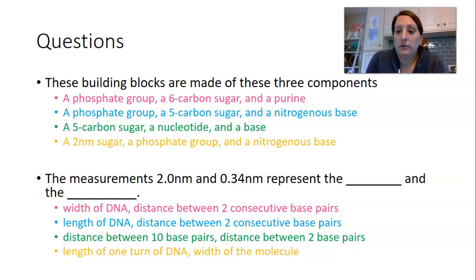So the answer here would be blue. And this holds true for both DNA or RNA. Okay, so we're going to have a phosphate group covalently bonded to our 5-carbon sugar, which is then covalently bonded to our nitrogenous base.